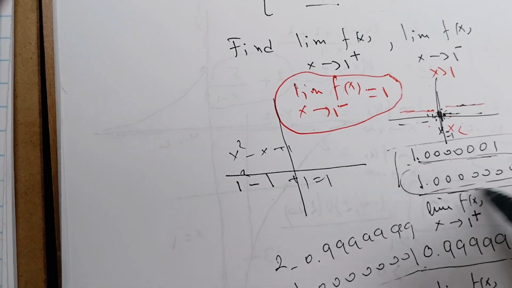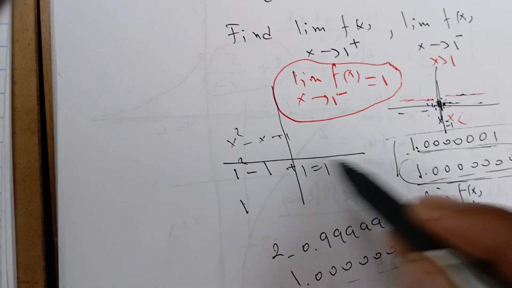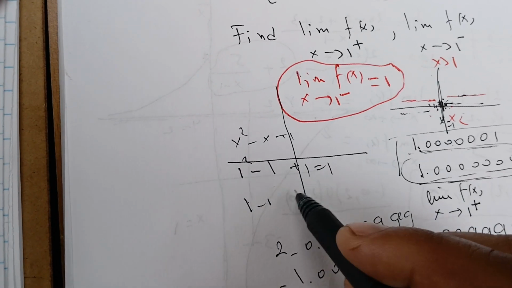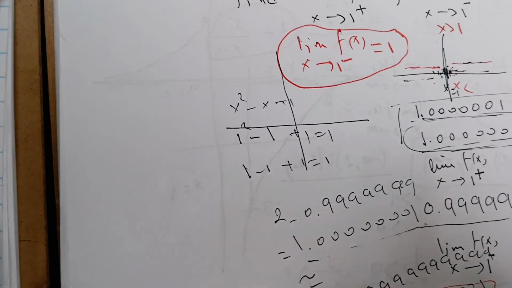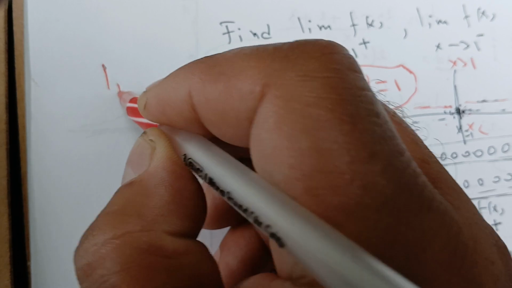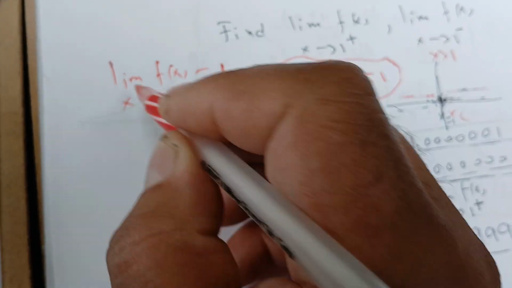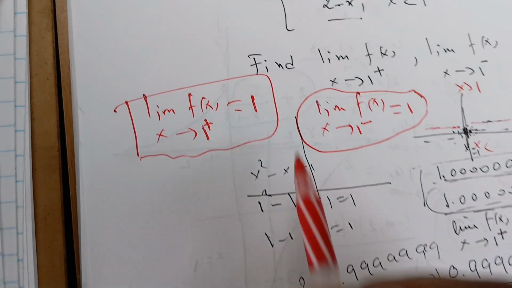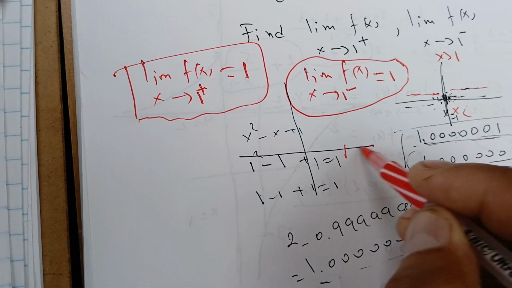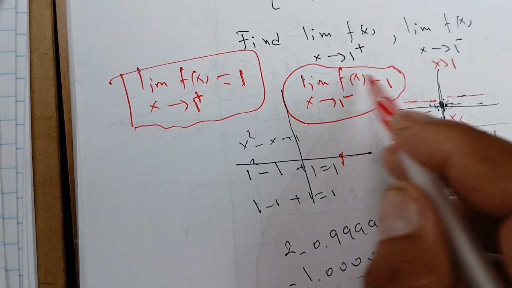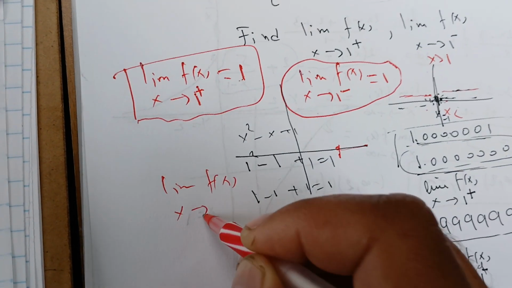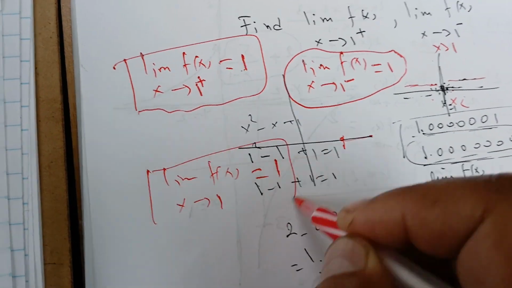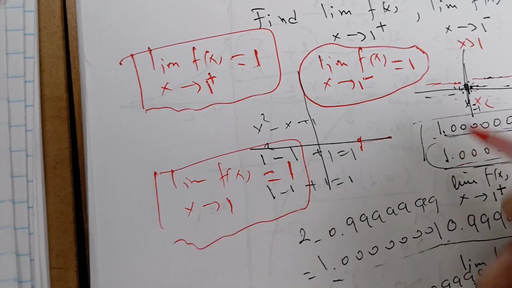The same thing here. When I square this number, I almost get 1. And I subtract itself, it's like 1. And I add 1, I get 1. So what's the limit? The limit of f of x as x goes to 1 from the right is 1. So what do we say? Once we get 1 from both left and right, that means we can say the limit as x goes to 1, it doesn't matter which way, is 1.